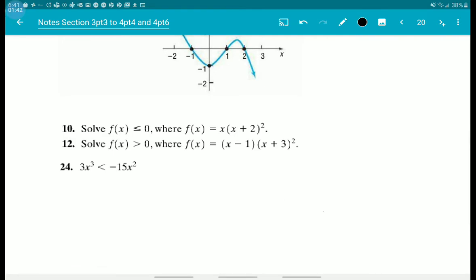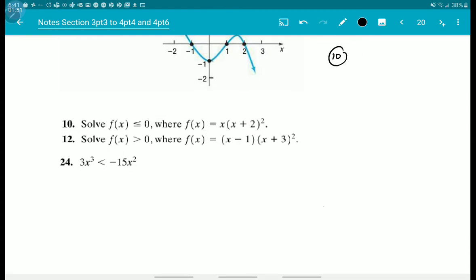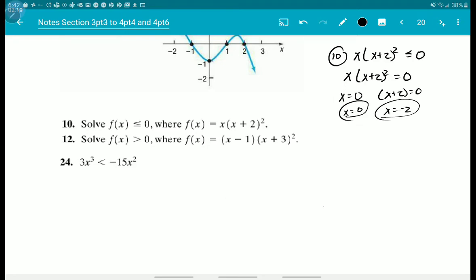Now let's look at some other problems. Number 10, we want to know where f of x is less than or equal to 0. So I'm going to set up my inequality here. We want it less than or equal to 0. So we need everything on one side. We're good there. It's factored. So now we need to set it equal to 0 and find those boundary points. So we've got x equals 0 for one of them and -2 for the other one. Those numbers are going to go on a sign chart.